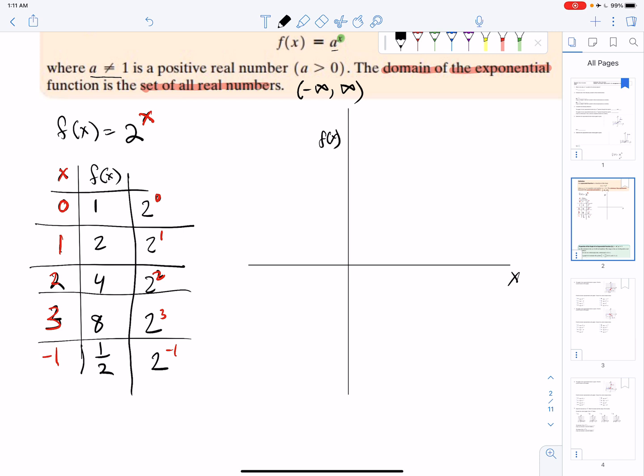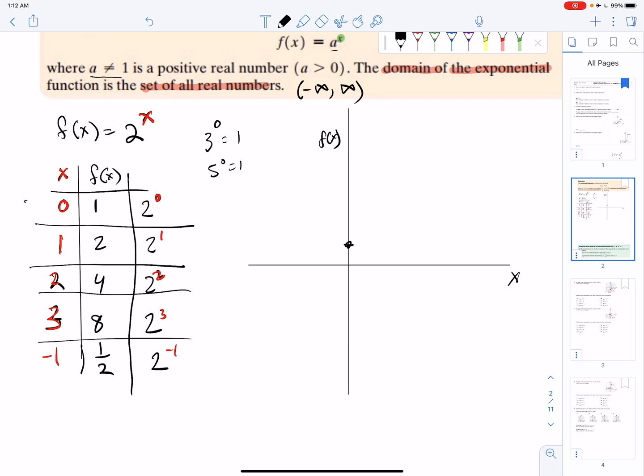That's our f of x. And so let's start off with our first point right there, 0, 1. And if you think about this, when you have a base, what if the base was 3? Well, 3 to the 0 power is 1. What if the base was 5? 5 to the 0 power is 1.